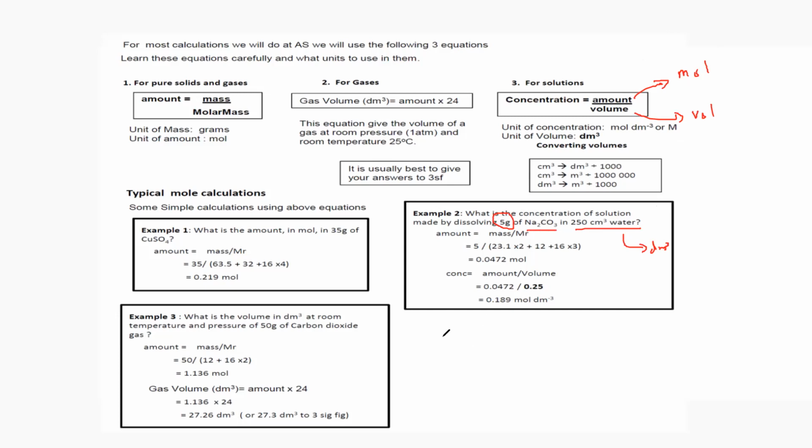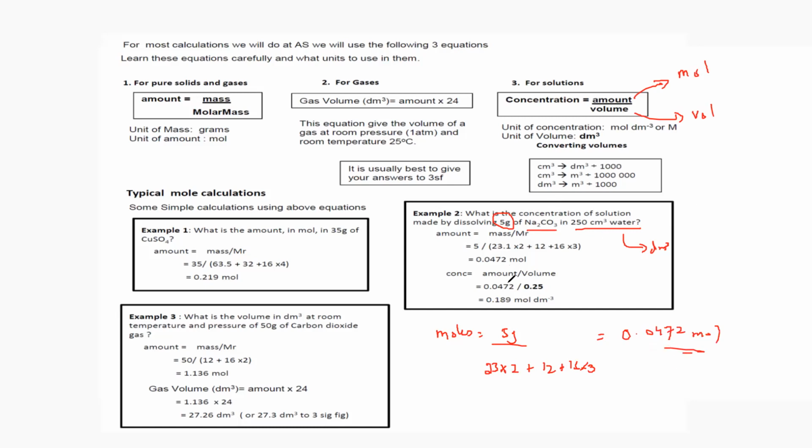So first you have to use the first formula, that moles equal mass in gram divided by molar mass. So the molar mass of sodium carbonate: sodium is 23, multiplied by 2 because 2 sodium are there, plus carbon is 12, plus oxygen 16 multiplied by 3. So this will give you the amount of moles, which is 0.0472 moles. So these are the moles of sodium carbonate.